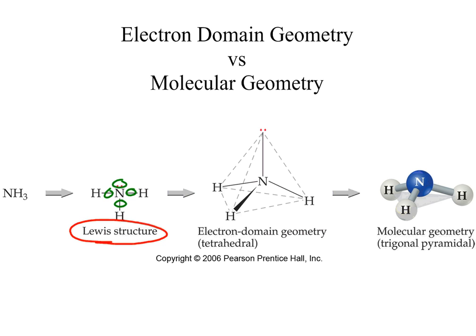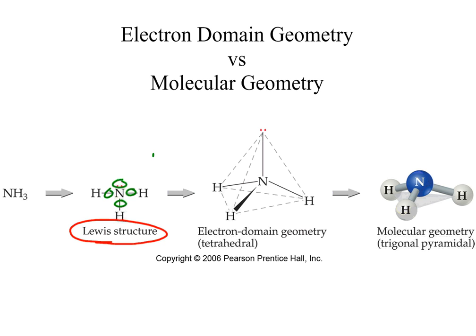You need to keep in mind that double bonds count as a single electron domain. Triple bonds count as a single electron domain because they need to be localized in the same space around an atom. So for nitrogen, we have 4 electron domains.